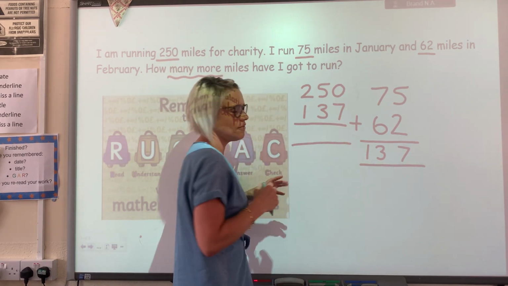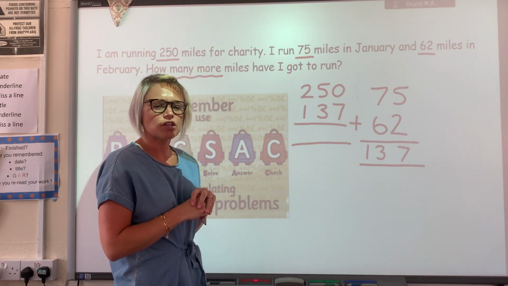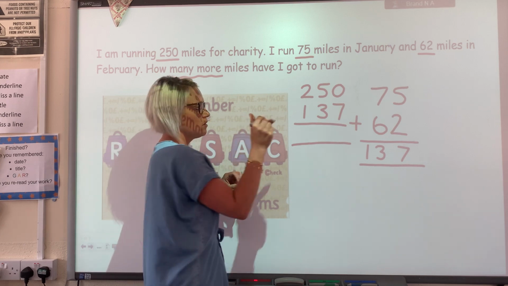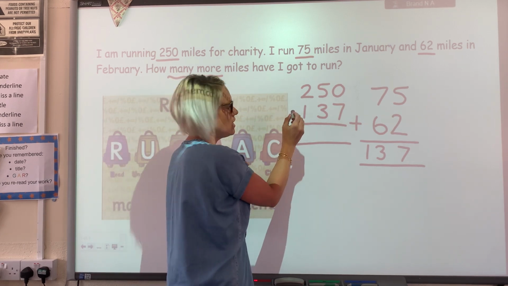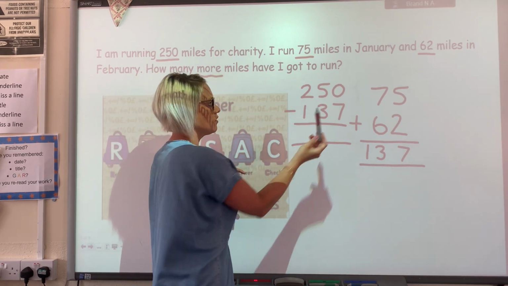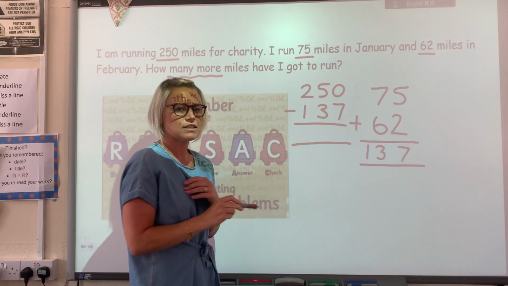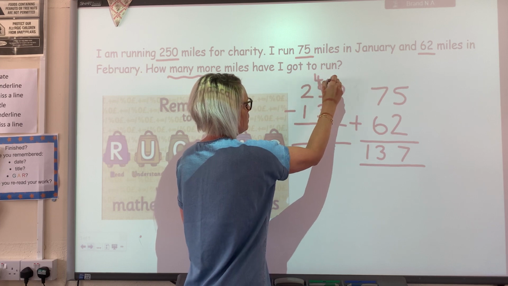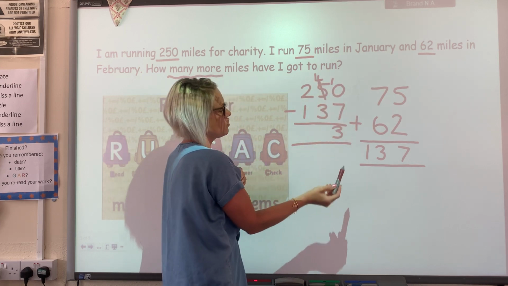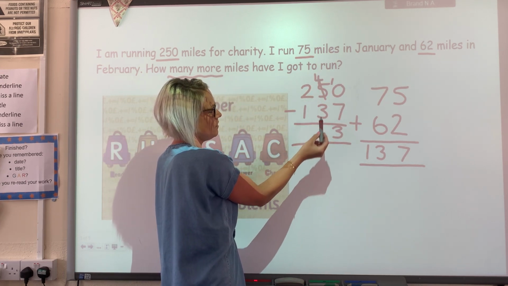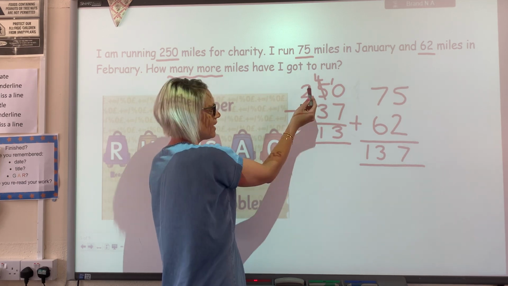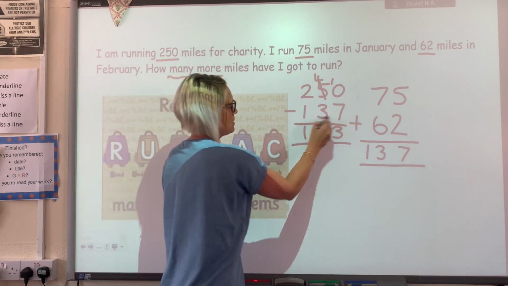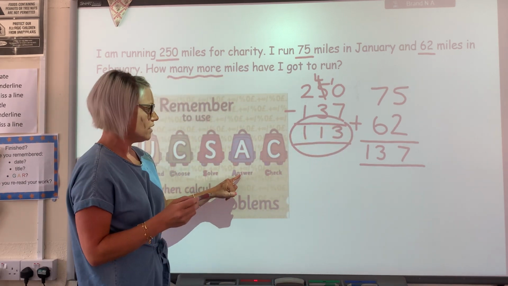If I'm finding the difference, that's another key word. What calculation do I need to do? The difference. It's a takeaway. So again, 0 take away 7. Can we do that? Of course we can. So let's borrow from the 5. 10 take away 7 is 3. 4 take away 3 leaves us with 1. And 2 take away 1 is 1. So this then is my answer.